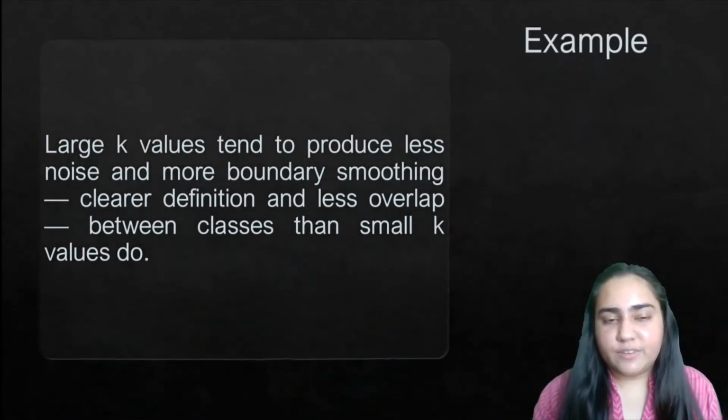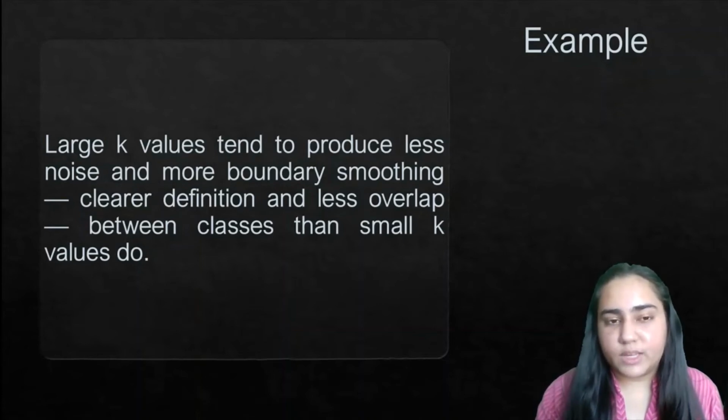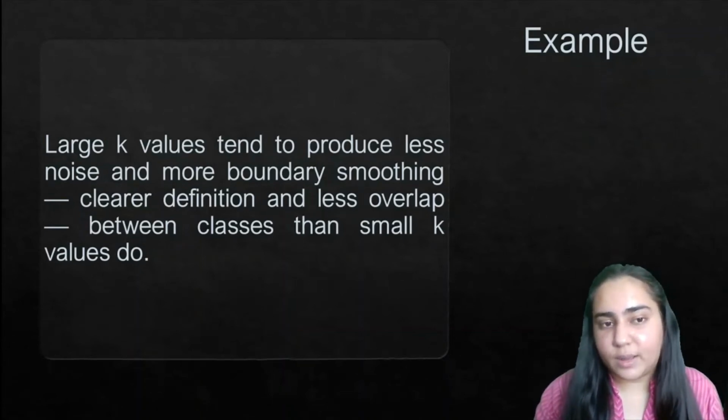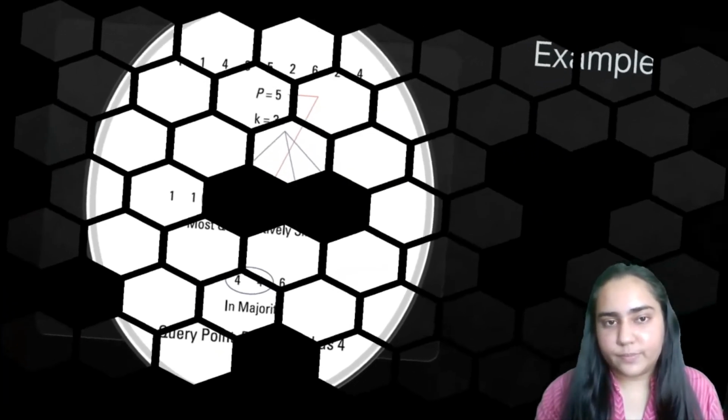If you have large k values, they are going to produce less noise and more boundary smoothing, clearer definition, and less overlap between classes than small k values do. So usually larger k values are better than smaller k values.